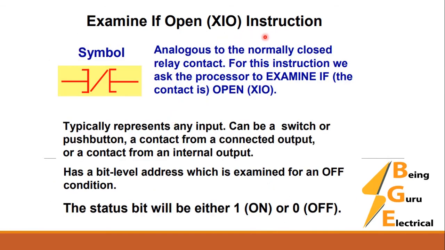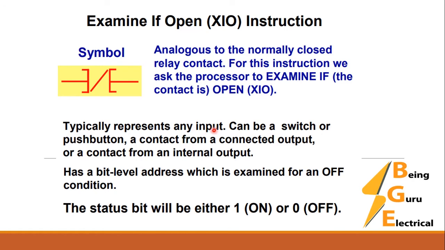Examine if open instruction. What we already discussed was examine if closed. Now we will see examine if open. It is analogous to the normally closed relay contact; it is the same as a normally closed contact if we compare it with the relay schematic. For this instruction, we ask the processor to examine if the contact is open. So the status will be either 0 or 1.